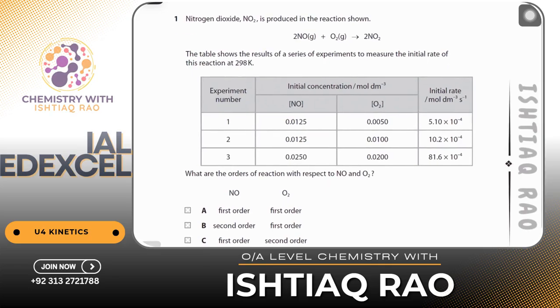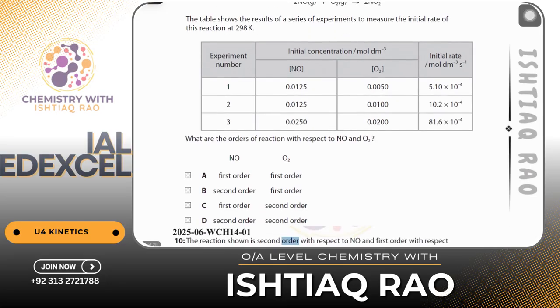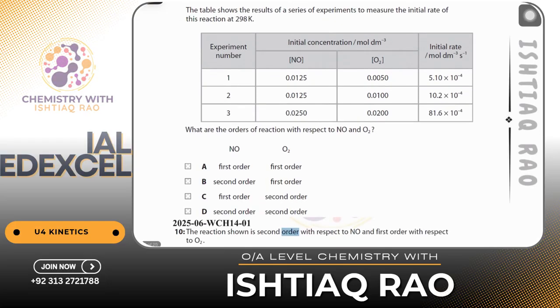Then they are saying nitrogen dioxide is produced in the reaction shown, and the table shows the results of a series of experiments to measure the initial rate of this reaction at 298 Kelvin. What are the orders of reaction with respect to NO and O2? Okay, what would I do? Let's say I have to find out the order of reaction with respect to NO, right?